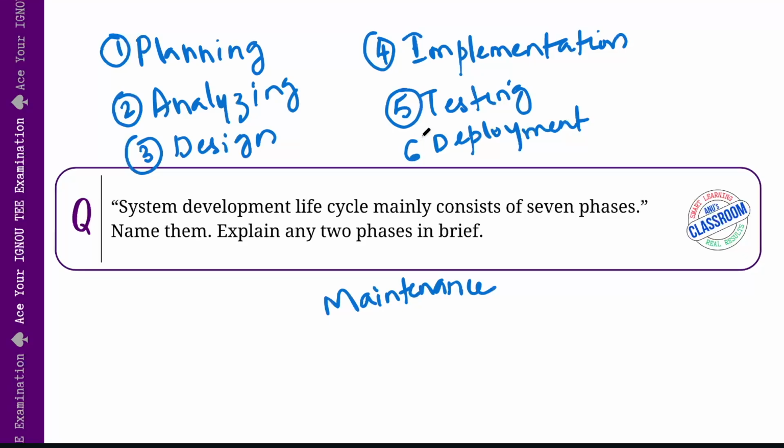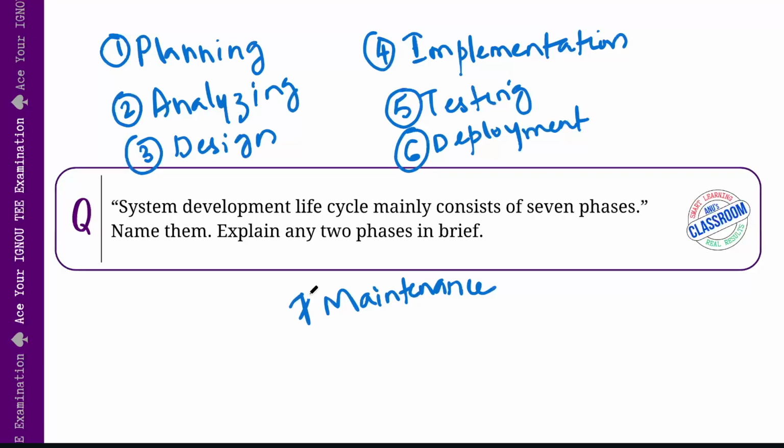So deployment is the sixth stage. Here the system is now installed for real world use, and users will be trained on how to use it, and support will be set up to handle any early issues as well. So it is like handing over the keys after making sure the house is ready to live in.